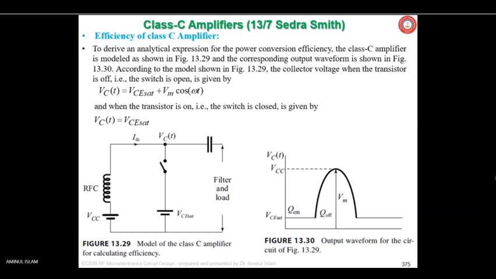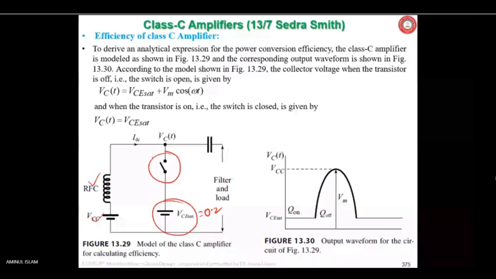Now, the efficiency of the class C amplifier, the power efficiency. For that, the class C amplifier circuit is modeled as shown here. VCC is given here, with the RFC, the radio frequency coil, and the transistor, which is sometimes on and sometimes off, is represented by a switch. In the on state it has the 0.2 volt saturation voltage, and in the off state it is open.